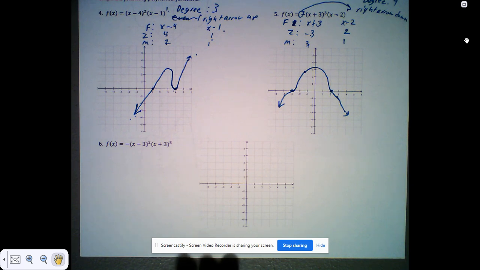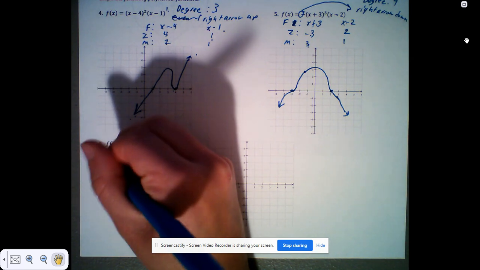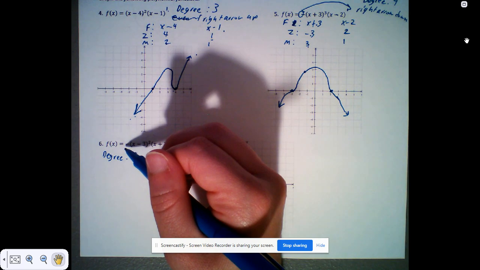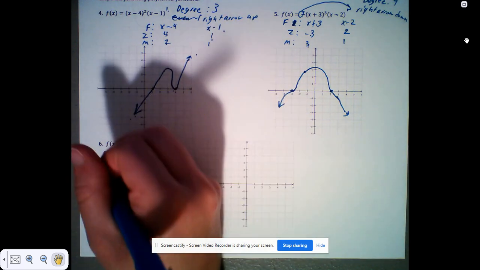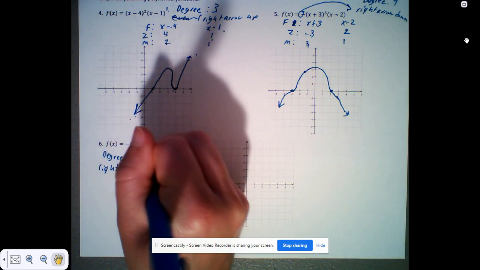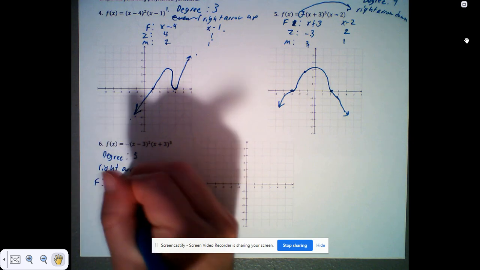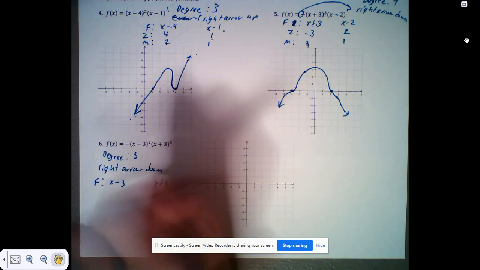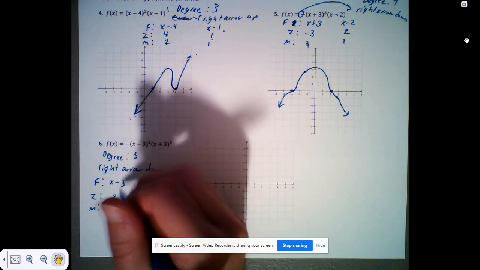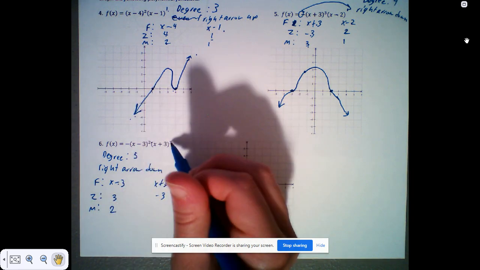For 6, my degree here is 5, 3 plus 2. The right arrow is going to go down because it is negative leading coefficient. My factors are x minus 3, x plus 3. My zeros then would be positive 3 and negative 3. And then multiplicity, x minus 3 has an exponent of 2, so 2. X plus 3 has an exponent of 3, so 3.